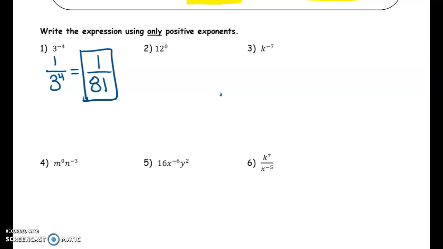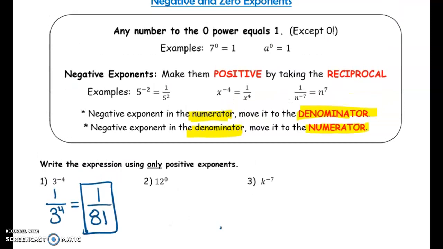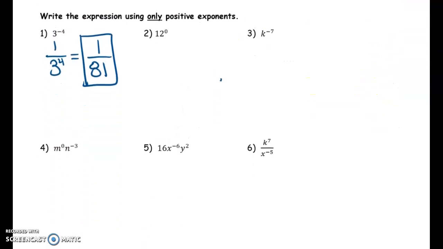Number 2 is an example of what happens when we have something to the 0 power. We know from up above here, anything to the 0 power is equal to 1. So this expression just simplifies to 1.